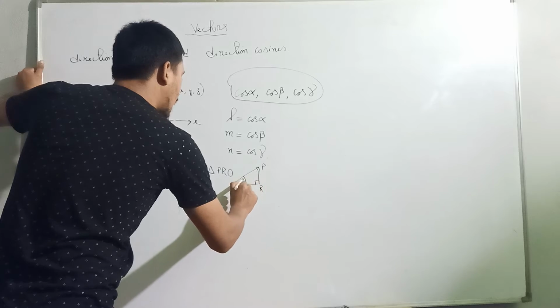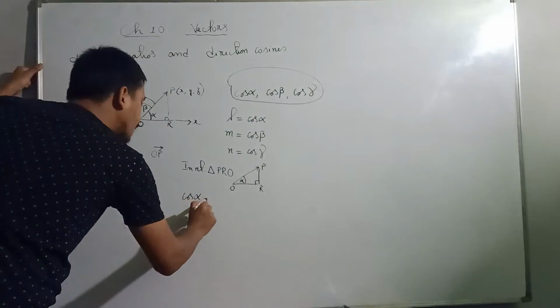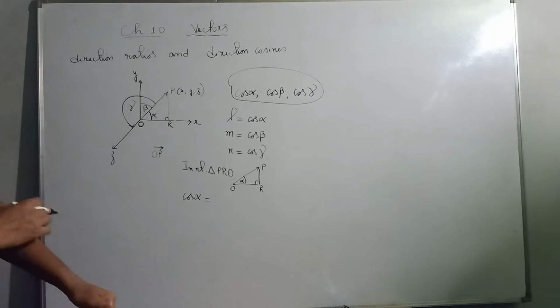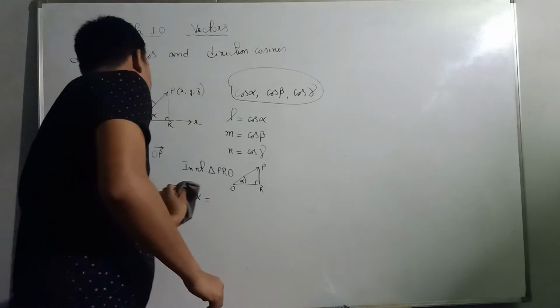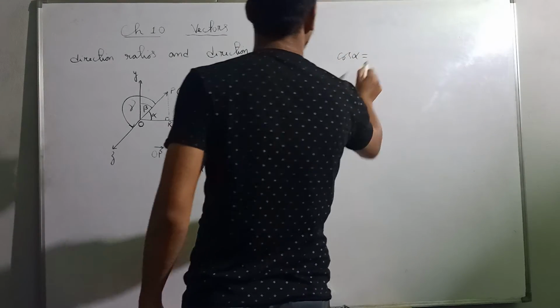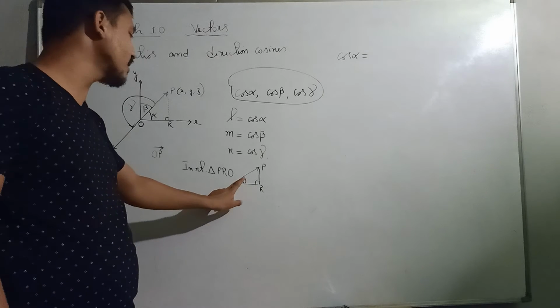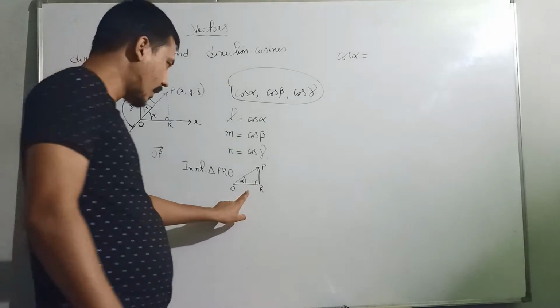POR, this is your alpha, right? Cos of alpha will be given by, let me write it here. In right triangle PRO, cos of alpha will be given by the side adjacent to angle alpha, OR.